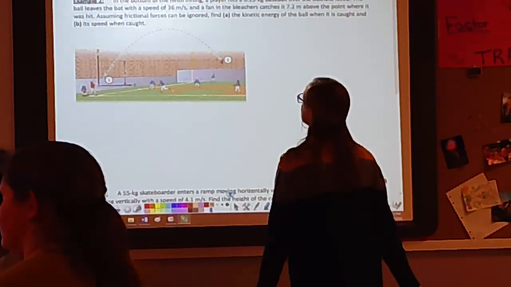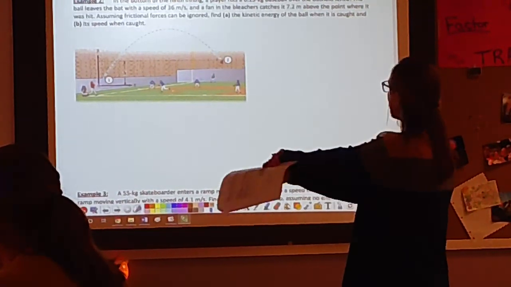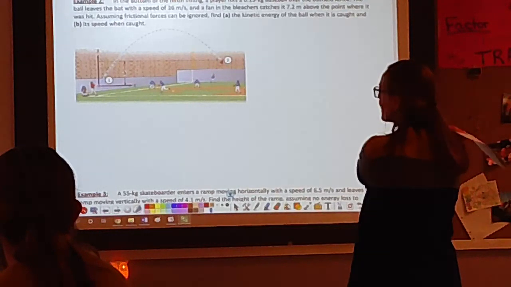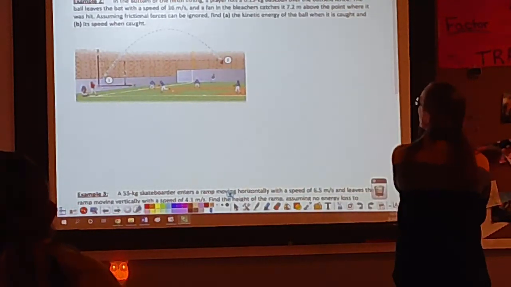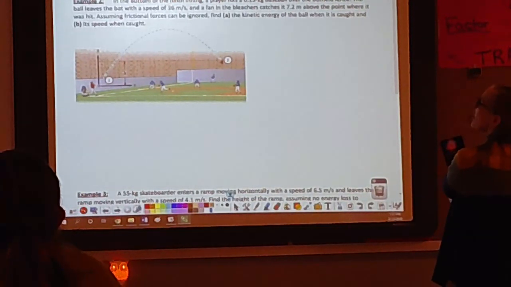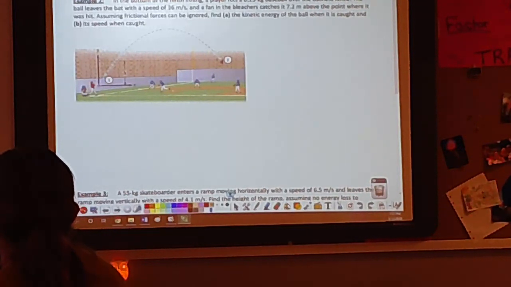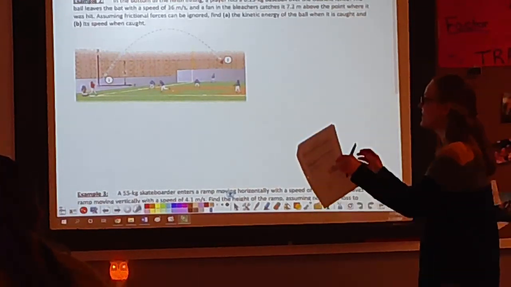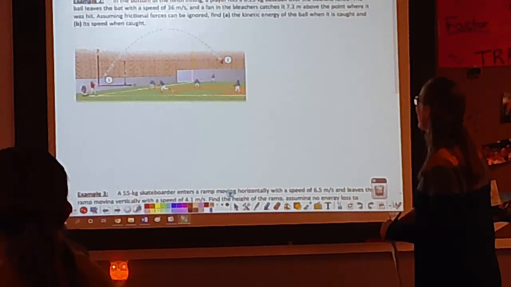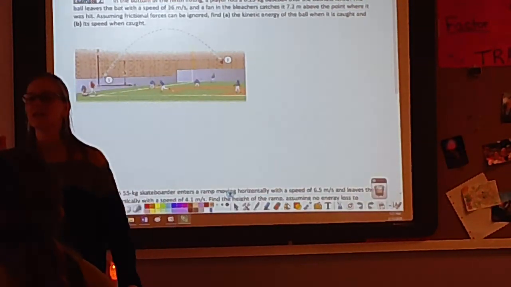Okay. Example 2. In the bottom of the 9th inning, a player hits the 0.15 kilogram baseball over the outfield fence. The ball leaves the bat with a speed of 36 meters per second, and a fan in the bleachers catches it 7.2 meters above the point where it was hit. Assuming frictional forces can be neglected, find the kinetic energy of the ball when it is caught and the speed when it is caught. Let's make sure we understand frictional forces being neglected.